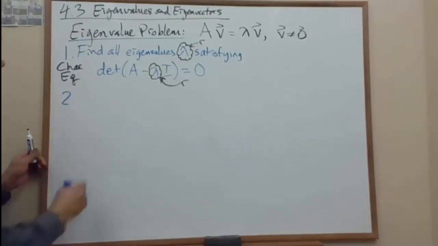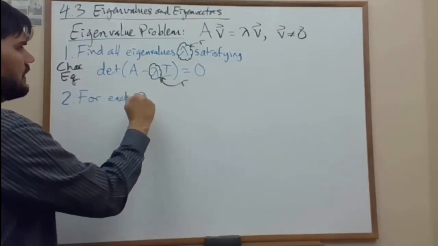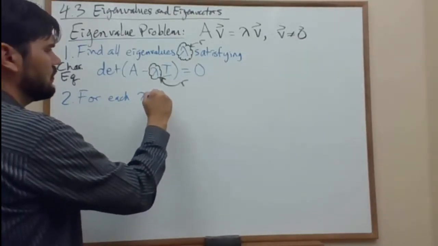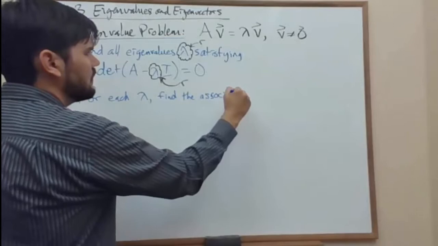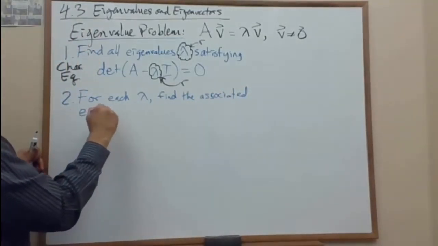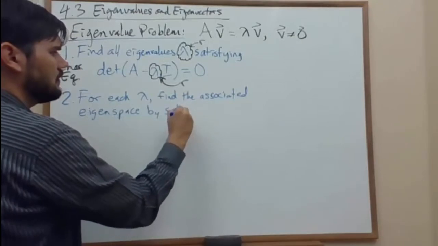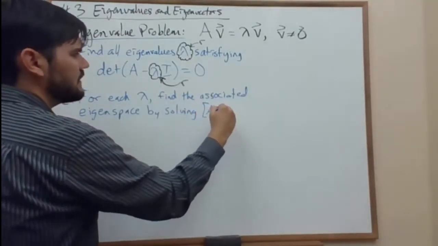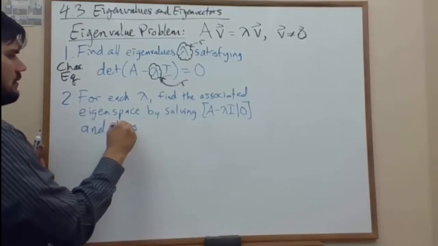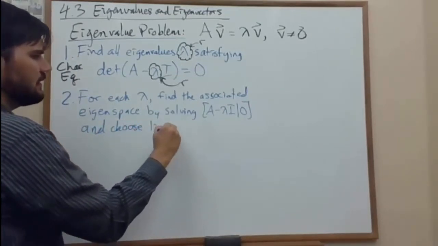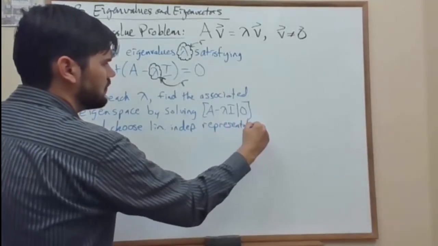Secondly, for each lambda, we find the associated eigenspace by solving A minus lambda I augmented with 0 and choose linearly independent representatives V.